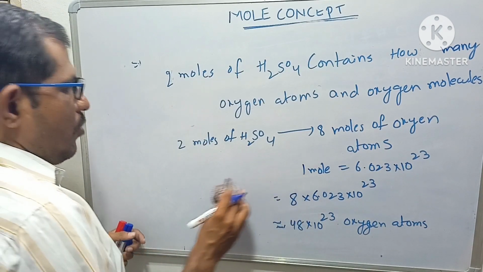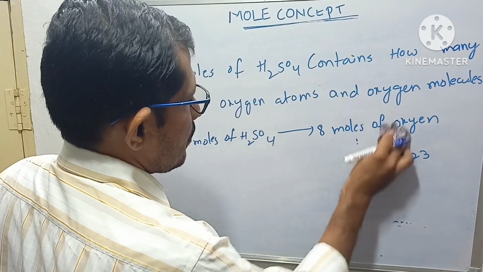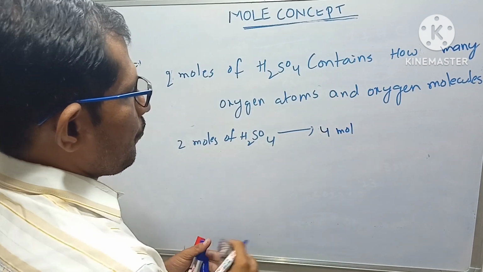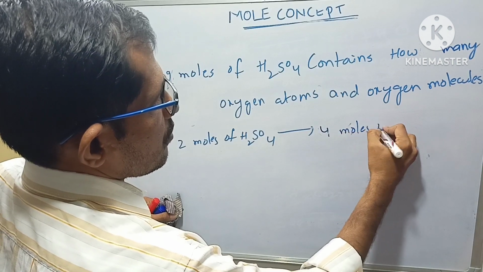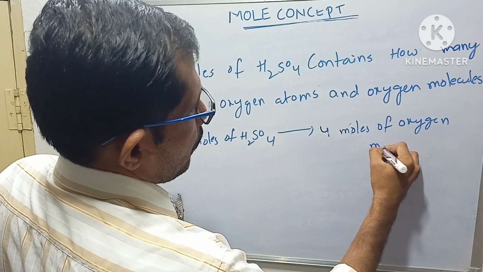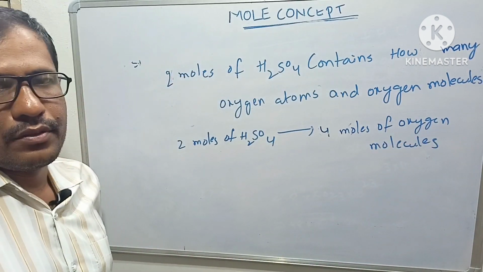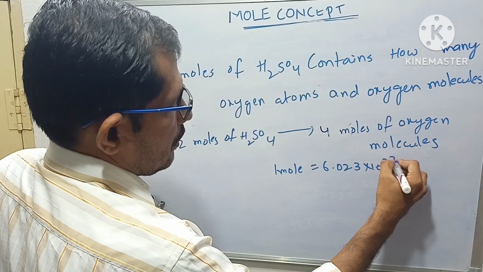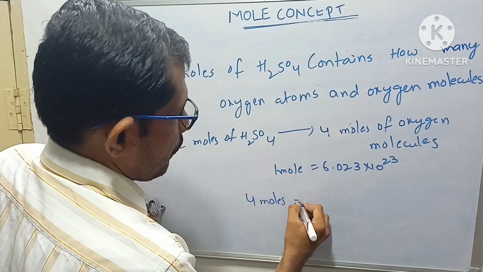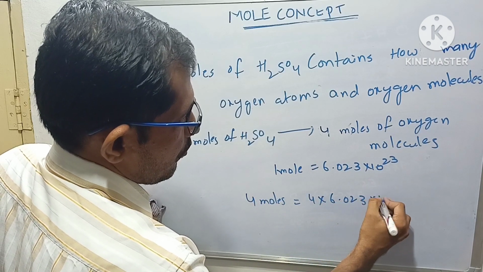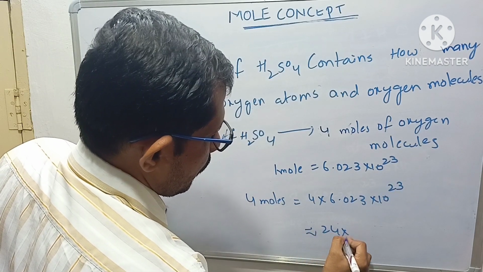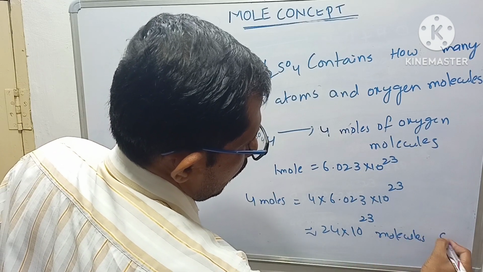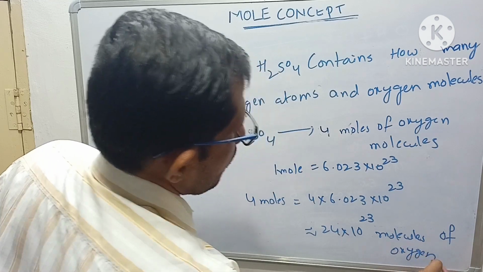Now we need to calculate the oxygen molecules. 2 moles of H2SO4 means 4 moles of oxygen molecules. As we know, 1 mole equals 6.023 into 10 power 23, so 4 moles means 4 into 6.023 into 10 power 23. It is roughly coming 24 into 10 power 23 molecules of oxygen. Like this we need to solve.